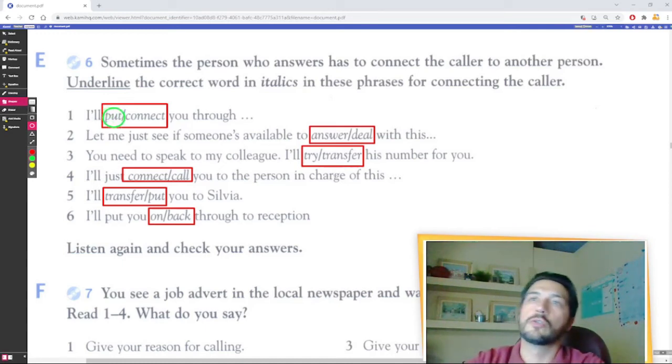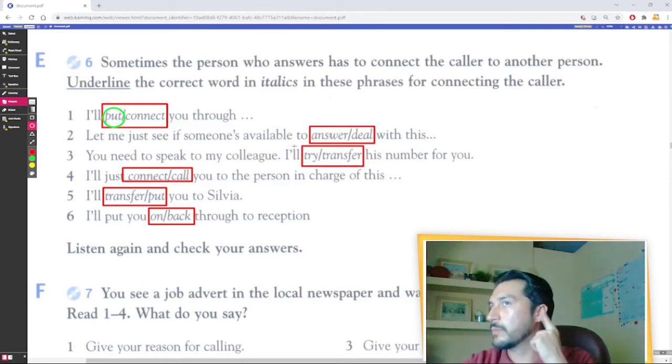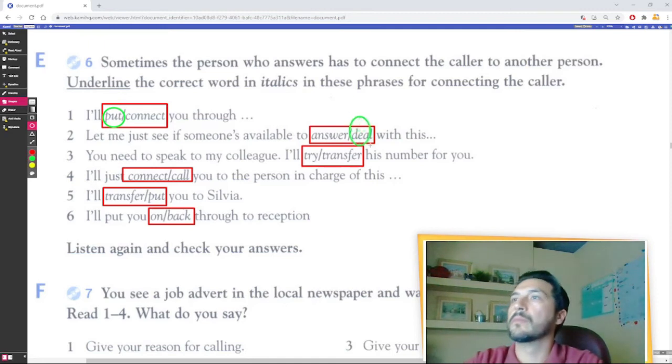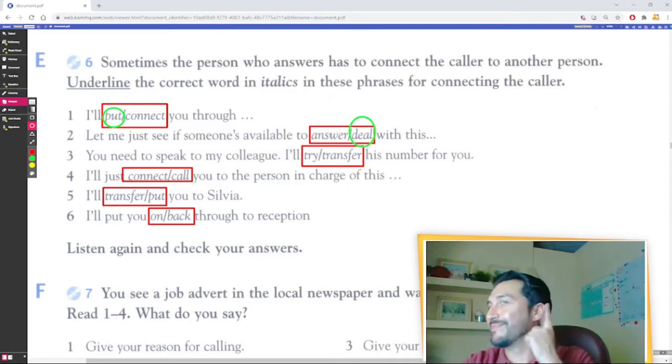Call 2. Hi, I'm calling in connection with a payment for the last job I did. I still haven't received any money. One moment, let me just see if someone's available to deal with this. Call 3. Hello. The reason I'm phoning is because of some rewritable CDs that we bought from you. I'm afraid there's something wrong with them. Oh, I'm sorry. You need to speak to my colleague. I'll try his number for you.